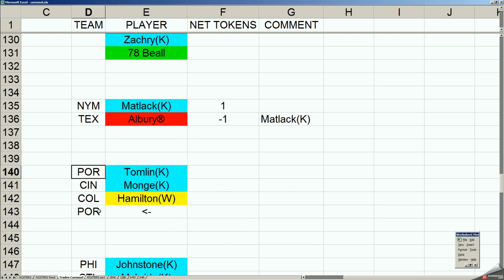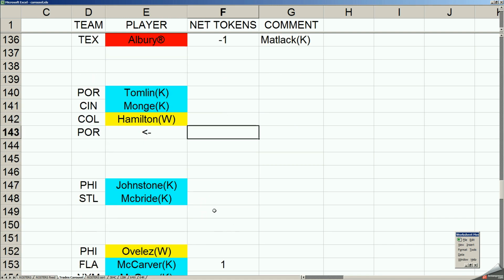All right, now another little carousel involving left-handed relievers. The rights to Dave Tomlin to Cincinnati. Cincinnati moves Sid Monge to Colorado, and then Dave Hamilton to Portland, who will promptly put him on waivers. No reason to award a token for a bunch of lefty relievers there.